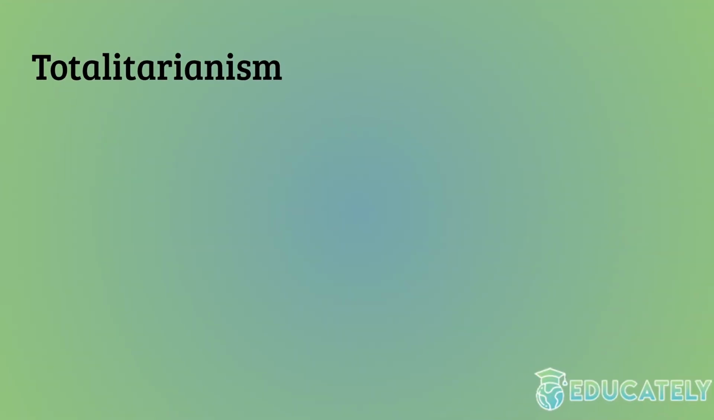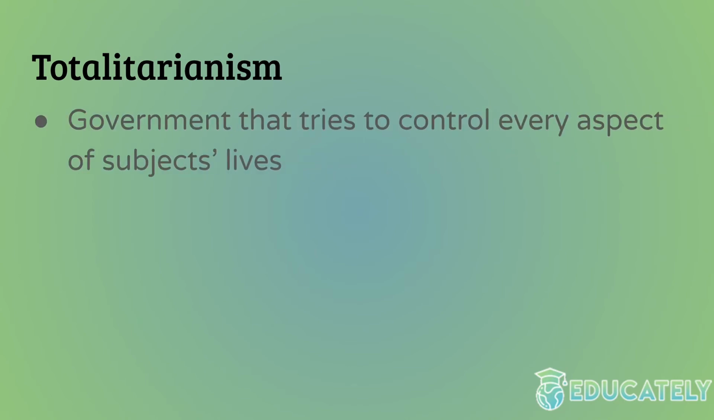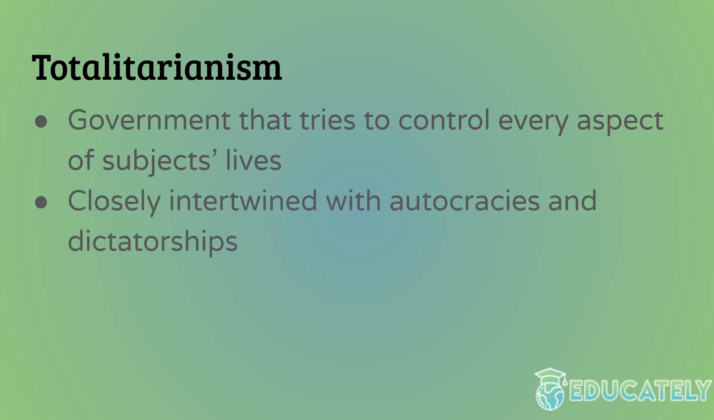You have totalitarianism, which is basically just a government that tries to control every aspect of their subjects' lives. So basically, the news that they see, the things they can buy, the way they act, etc. They're closely intertwined with autocracies and dictatorships. A lot of autocracies tend to be towards the totalitarian side. Totalitarianism is more of a characteristic than an actual government type, though it can be a government type. It can blend in with other types. Usually dictators are also somewhat totalitarian because they have to control their subjects to that level.